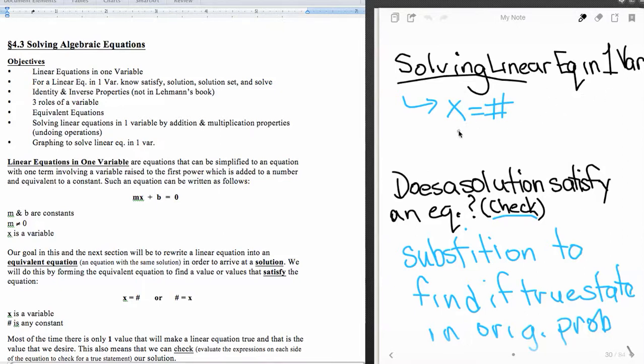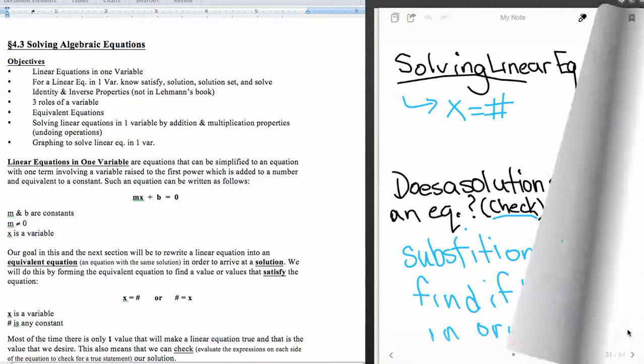Finding a solution is finding an x value that will make a true statement. Finding out if a solution satisfies an equation, some of us call that a check. That's just substituting the value that we find, x equals b, back into the original equation and seeing if it makes a true statement in the original problem. If it does, then it's verified that it does satisfy. Just like we saw back in linear equations in two variables, except now we only have the one variable to plug in for.